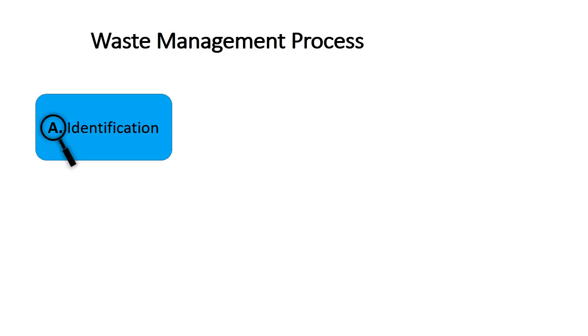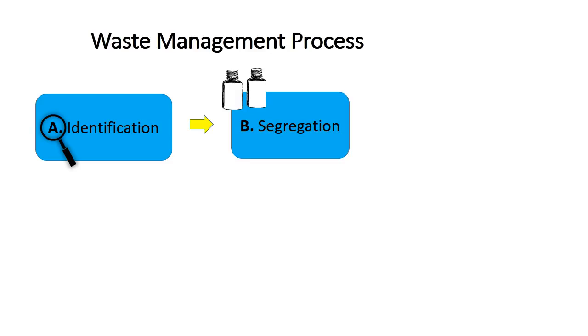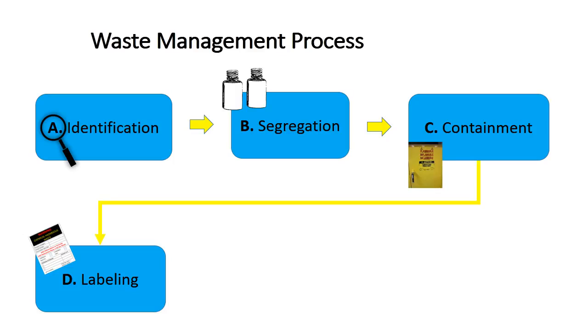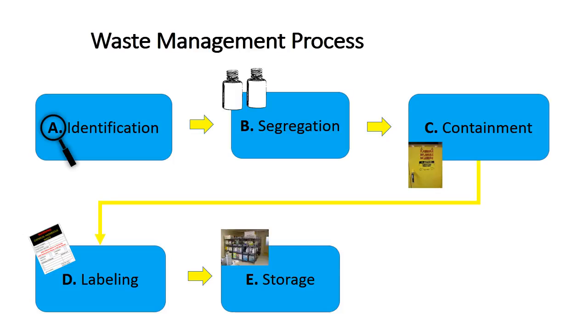To process waste, it should be managed using the following steps. First, identifying the chemical properties of the waste. Second, segregation of chemicals based on its properties. Third, knowing the type of container needed to store the waste. Fourth, labeling the waste with essential information. Fifth, storing the waste at a holding area.